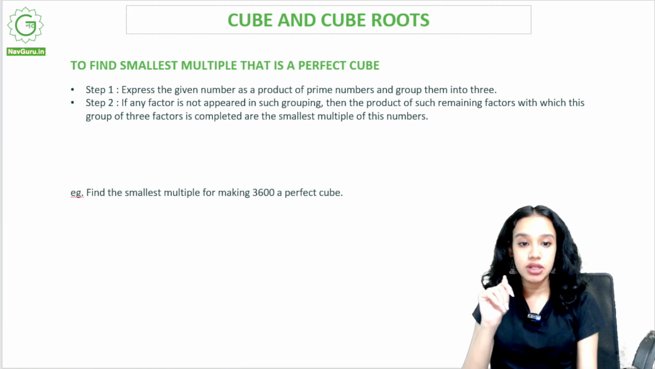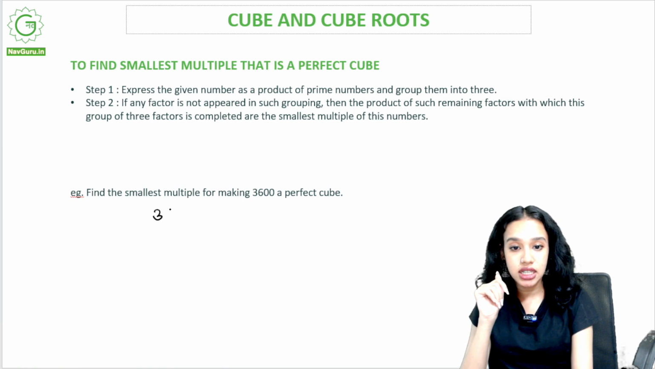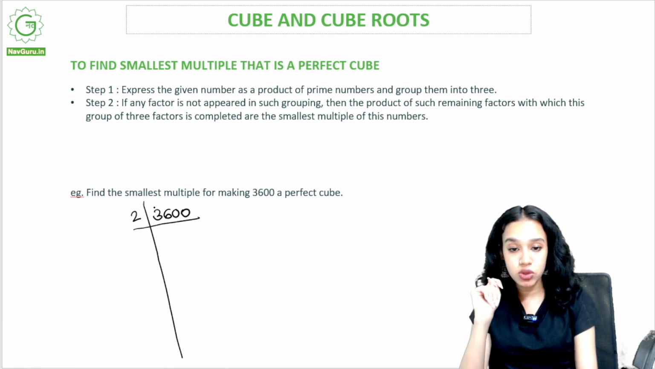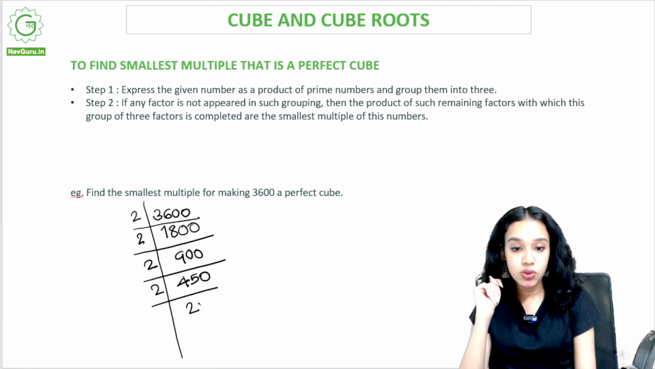Let's say for example, we have 3600 here, right? Now we prime factorize it. We divide by 2, we have 1800, then 900. Again by 2 we get 450, again by 2 we'll get 225.